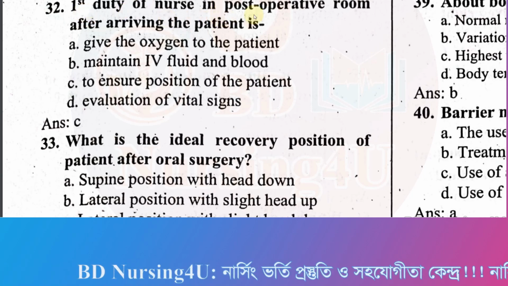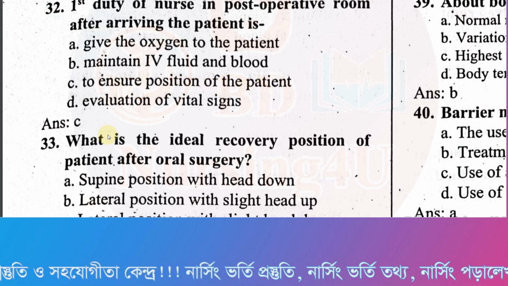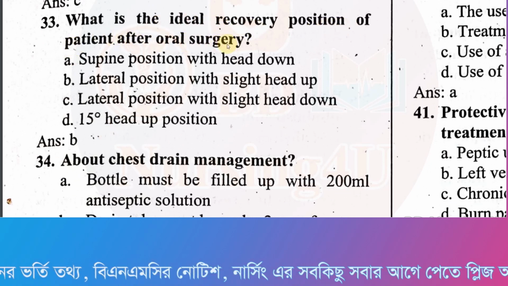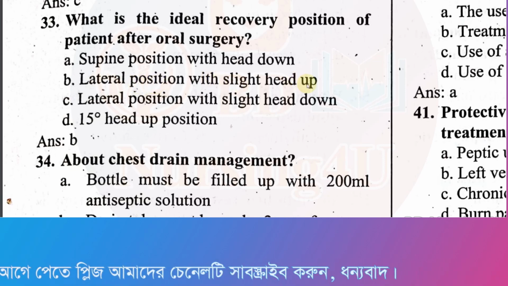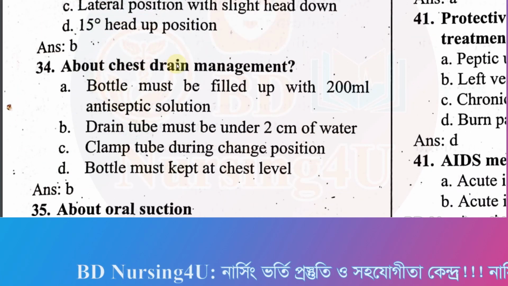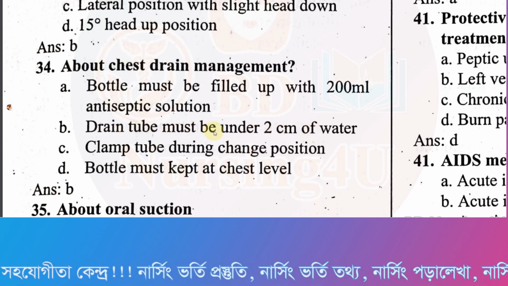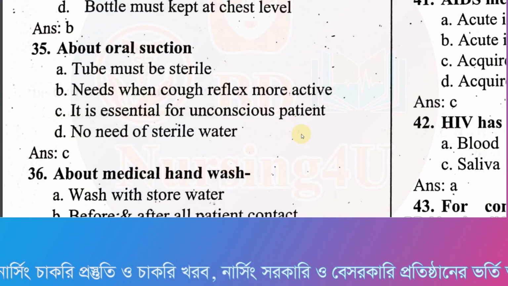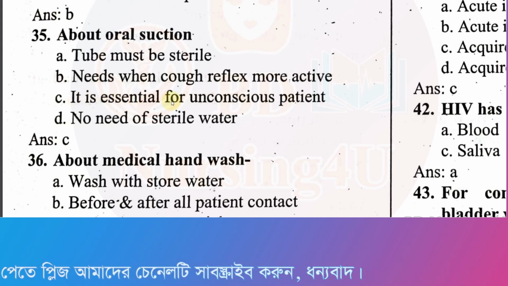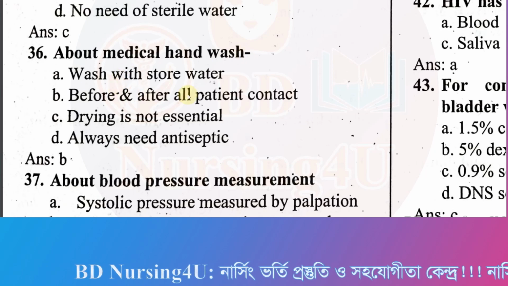First duty of nurse in post-operative room is to ensure position of the patient. What is the ideal recovery position of patient after oral surgery? Lateral position with slight head up. About chest drain management, drain tube must be under 2 cm of water. About oral suction, it is essential for unconscious patient. About medical hand wash, before and after all patient contact.